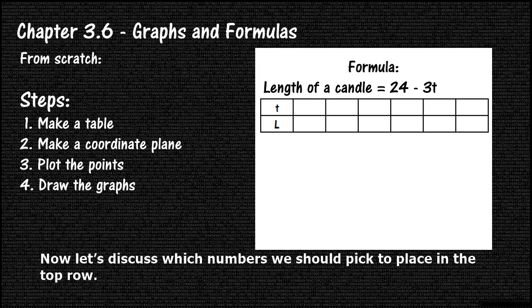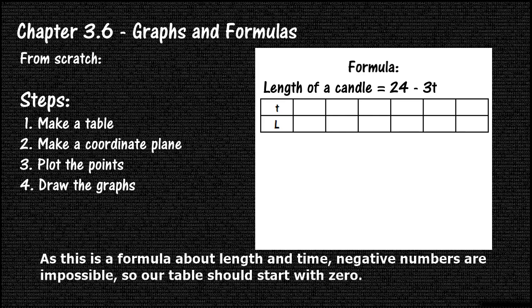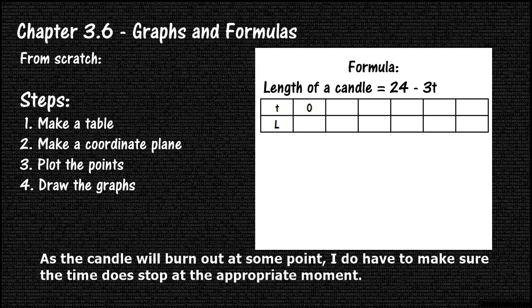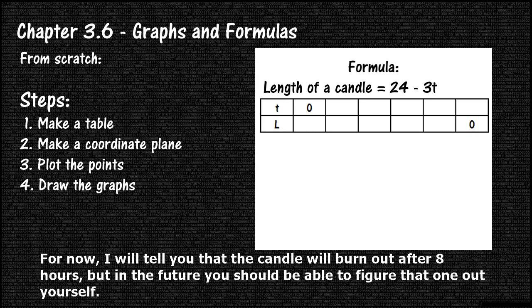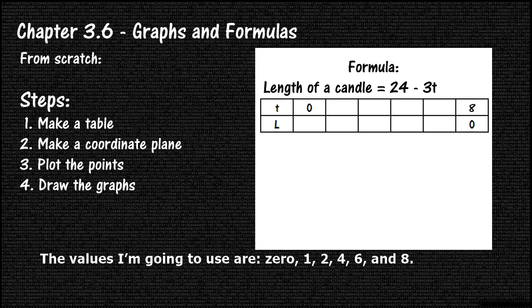Now let's discuss which numbers we should pick to place in the top row. As this is a formula about length and time, negative numbers are impossible, so our table should start with 0. As the candle will burn out at some point, I do have to make sure the time does stop at an appropriate moment. For now, I will tell you that the candle will burn out after 8 hours, but in the future you should be able to figure that one out yourself. The values I'm going to use are 0, 1, 2, 4, 6 and 8.